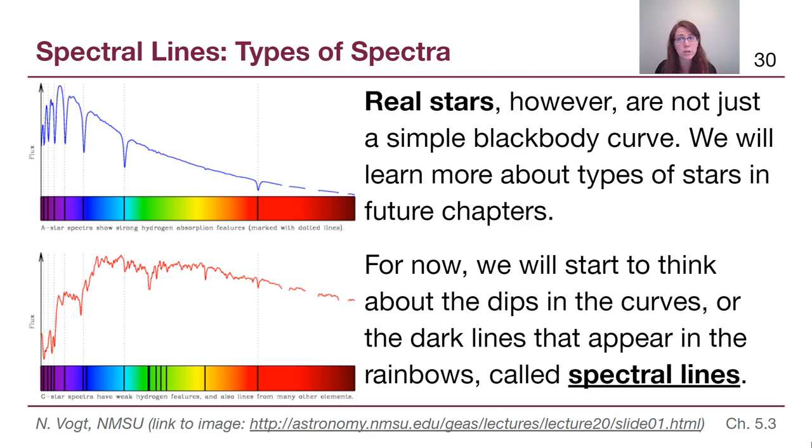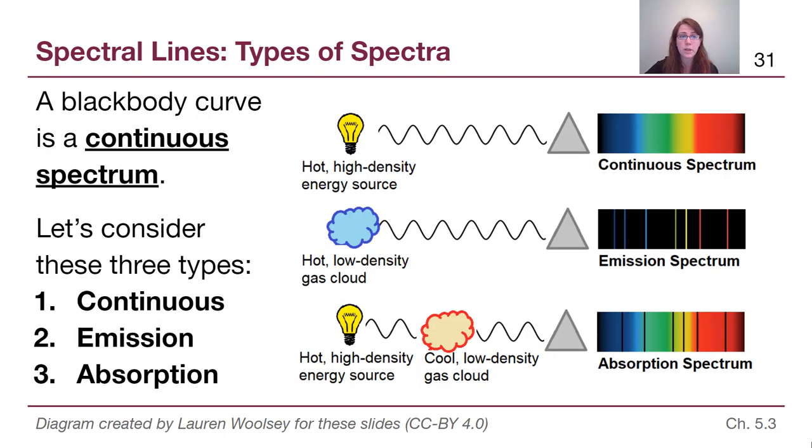Those are called spectral lines, and that's the next thing that we need to talk about in this section of the book. So a black body curve is a continuous spectrum, but there are three types of spectra. If we have a hot, high density energy source, like an incandescent light bulb, then we will produce a continuous spectrum. We will produce black body radiation.